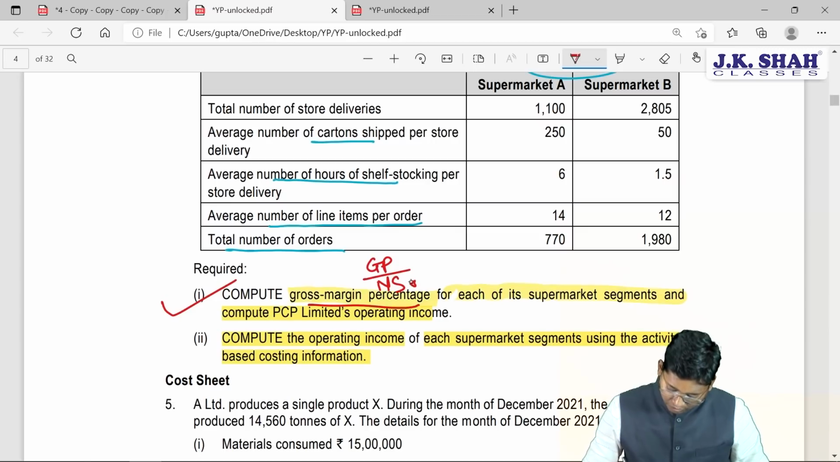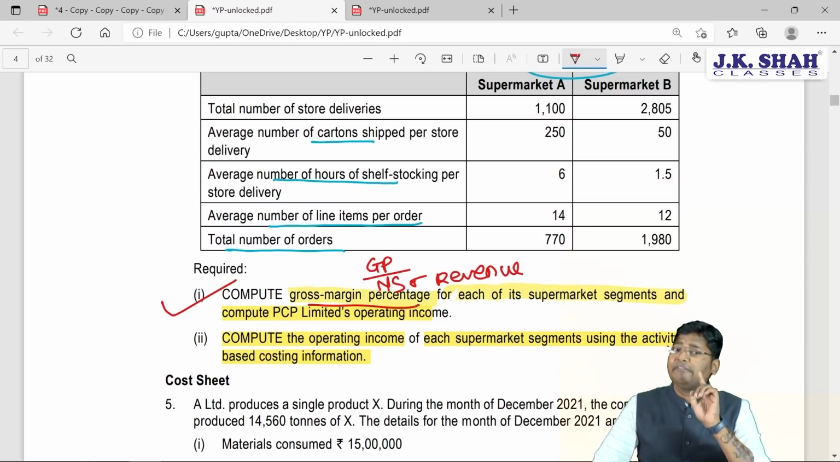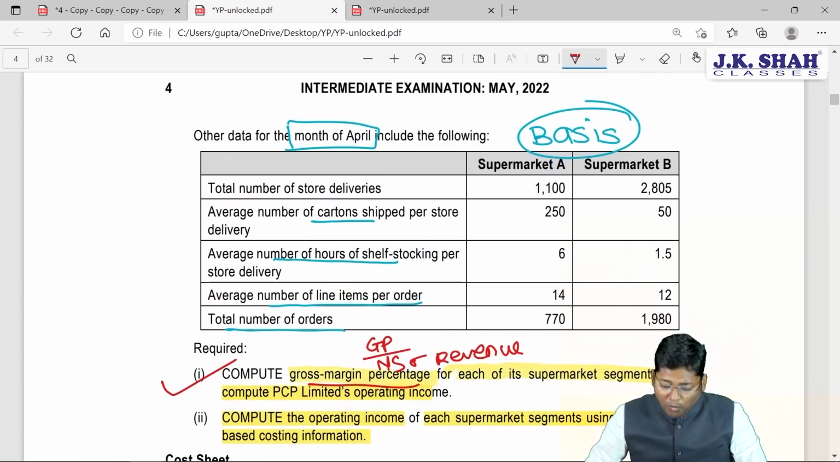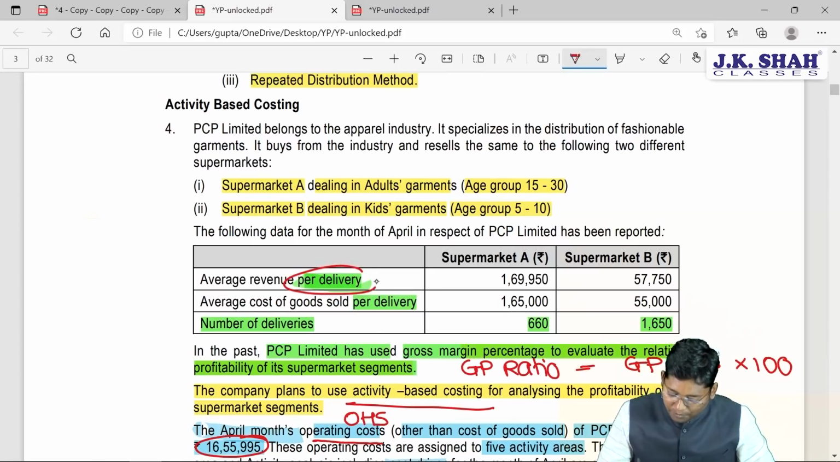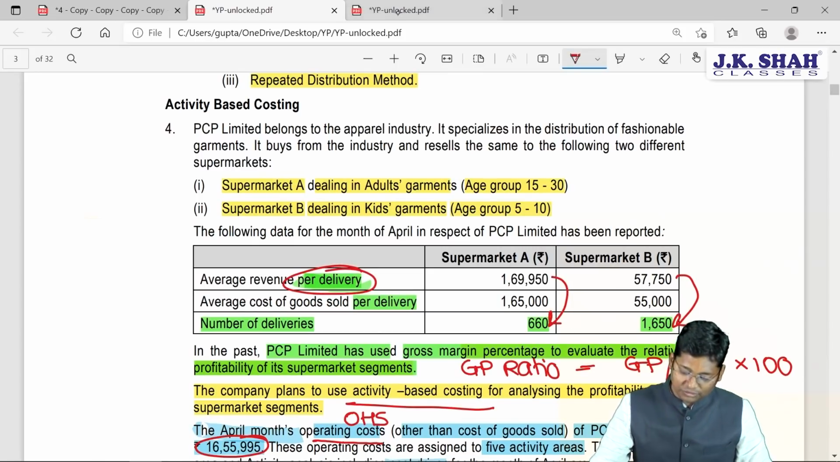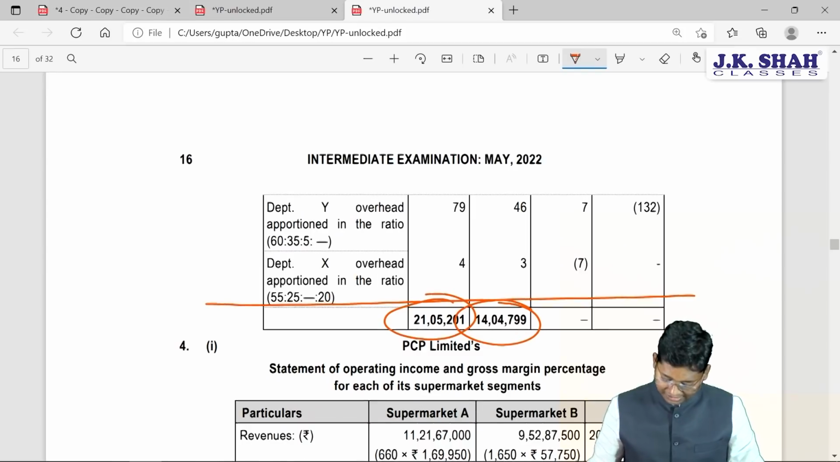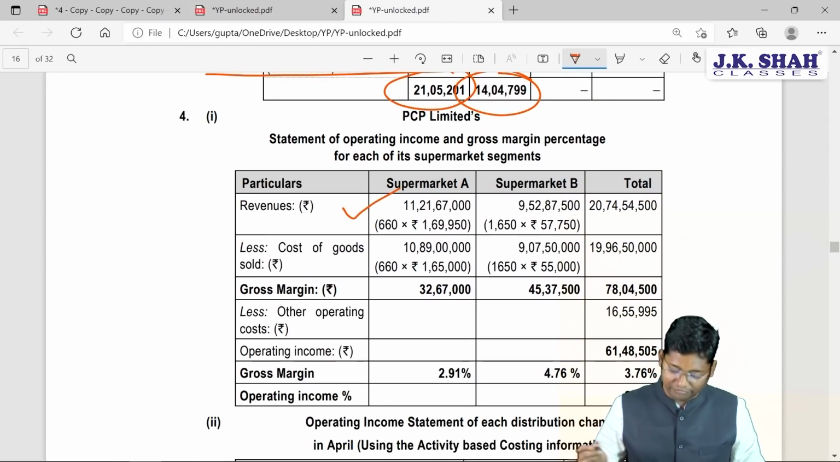Net sales, sir, what is net sales? Net sales is nothing but revenue. Revenues are given in the question, but revenues are given according to one delivery. You can check. If you check the first table, these are the revenue per delivery. You should multiply this revenue with the number of deliveries so that you can get the total revenues. And if you check the solution, they have computed first total revenues by multiplying the same.